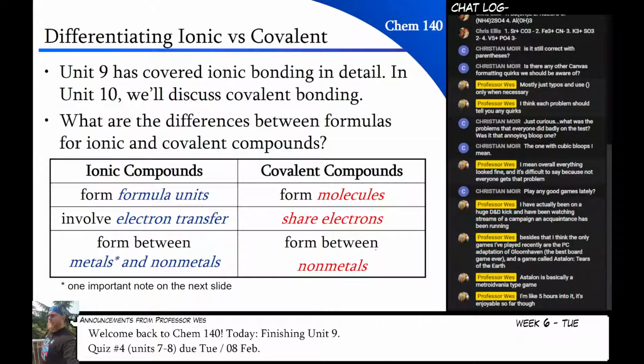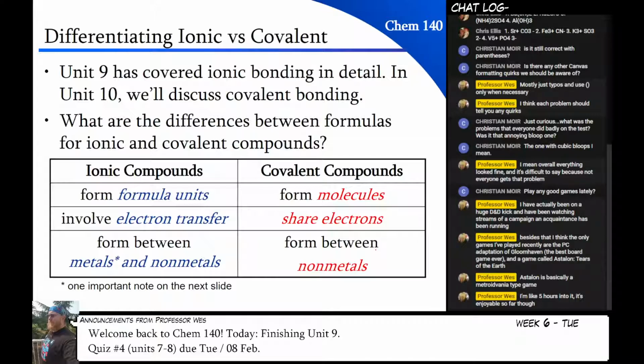So, on the left in blue, I have all my ionic compounds. Ionic compounds form formula units. If I haven't described that already, we're going to see a picture of that on the next slide. I'm pretty sure I've shown you a lattice, but we'll see. We have already discussed how you transfer electrons from one atom to another to form the charges, and that they form between metals and nonmetals. And then I have an extra little note or caveat coming up on the next slide.